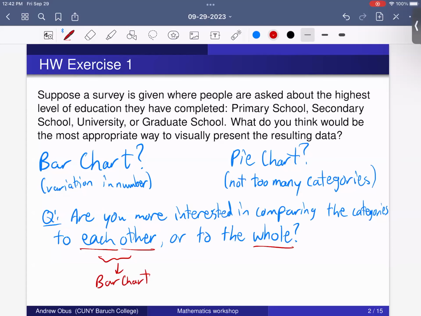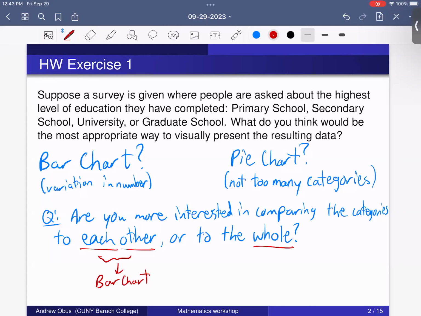On the other hand, if you're really more interested in understanding what percent of the entire whole of all the people, you really want to know what percent went to primary school. You don't really care whether more people went to primary school or secondary school. You just really want to know what percent went to primary school.